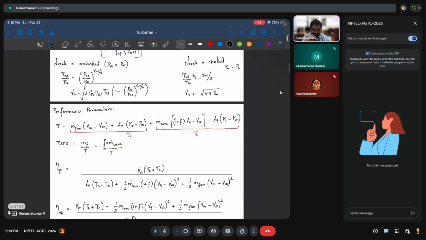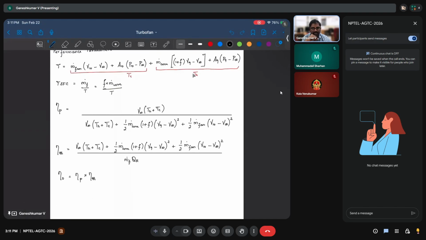Once you find V9, you have performance parameters that you need to find out, which is thrust, TSFC, propulsive efficiency, thermal efficiency, and the overall efficiency. Now the thrust is coming from both fan and the core engine. Till now we just used m dot core into ((1 plus f) V9 minus V infinity) plus A9 into (P9 minus P infinity). Now in addition, what we also have is the fan thrust, which is m dot fan into (V10 minus V infinity). The 10 terminal is for the fan, okay, and A10 into (P10 minus P infinity). So this is fan side, this is core side.